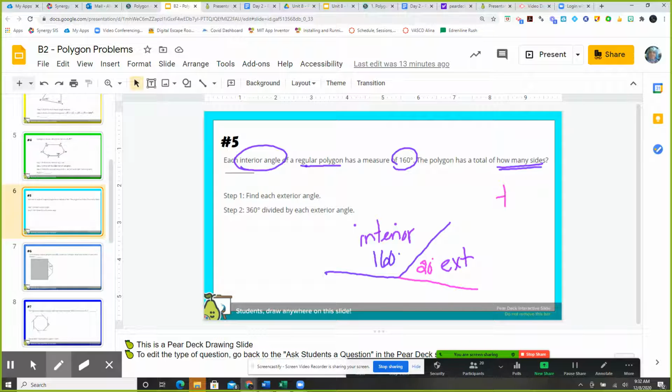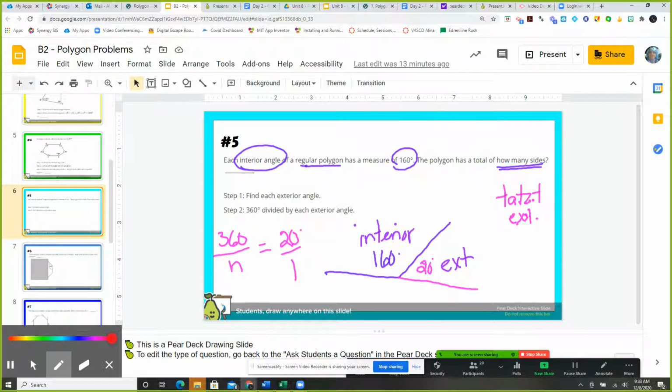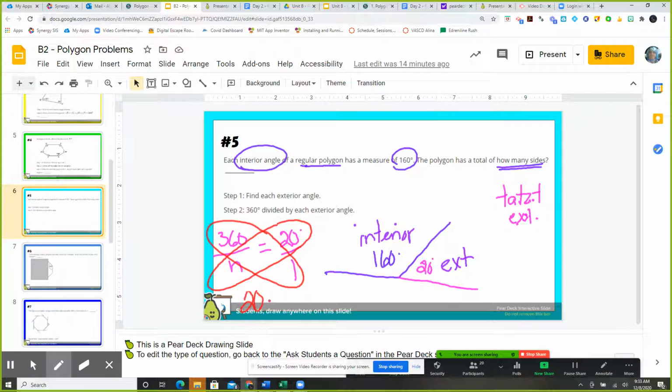What was the total for the exterior angles? Always and forever in our chart, the exterior angles and the central angles were the same. What did they all add up to be? 360. So if 360 divided by the number of sides gives me that exterior angle, how can I find the number of sides if I know the exterior angle? Can I cross multiply? N times 1 times 20 equals 360 times 1. So 20n equals 360. And then what can I do to solve for n?